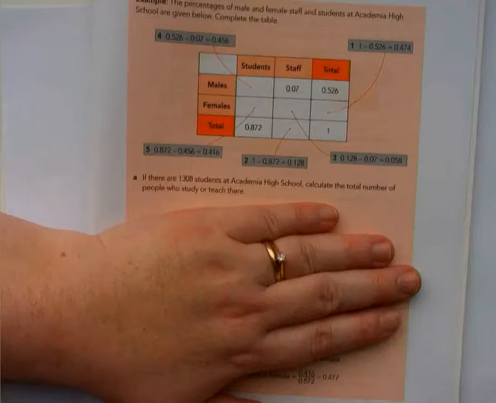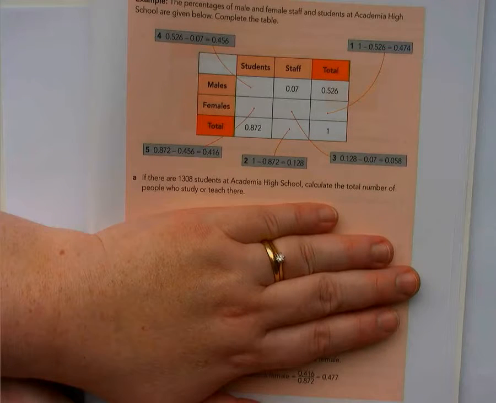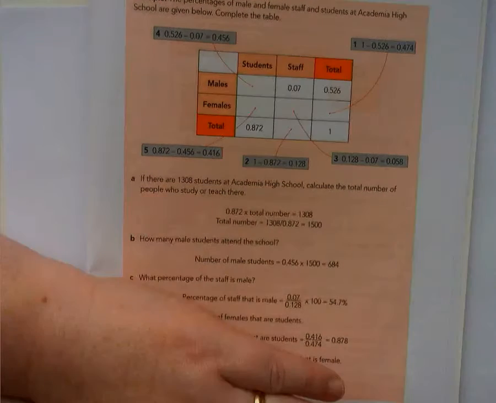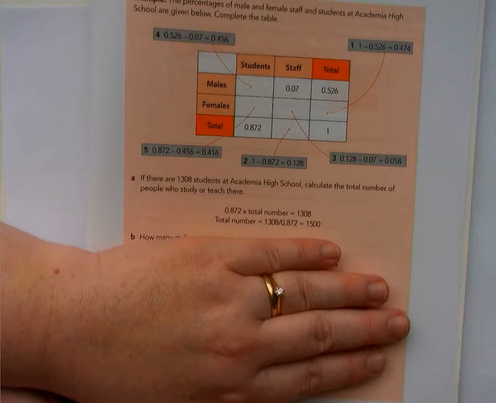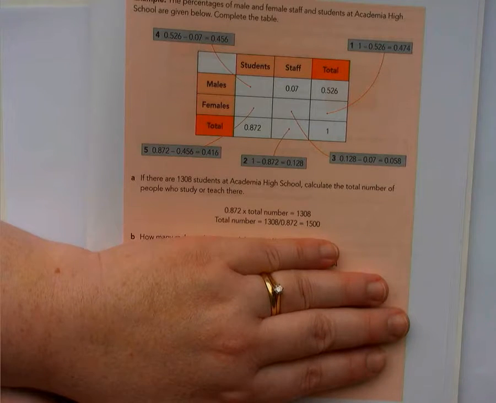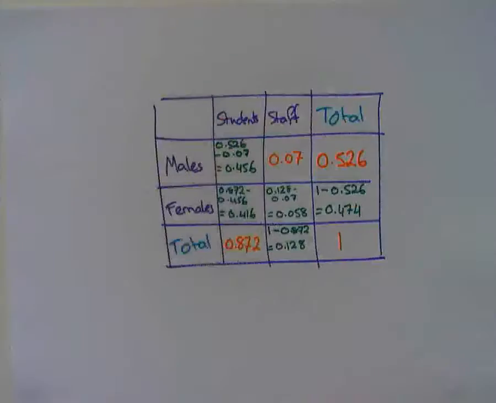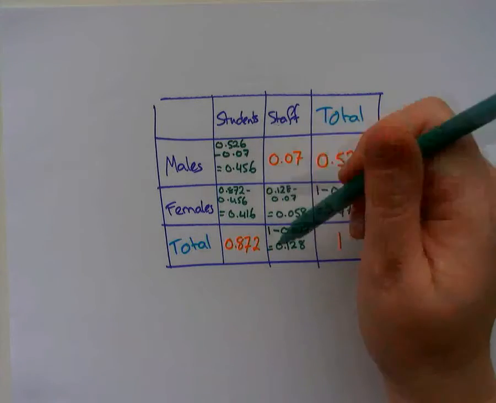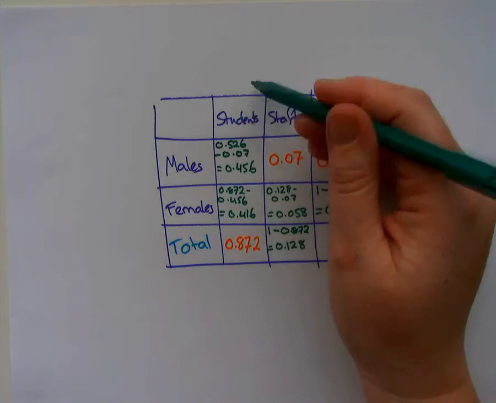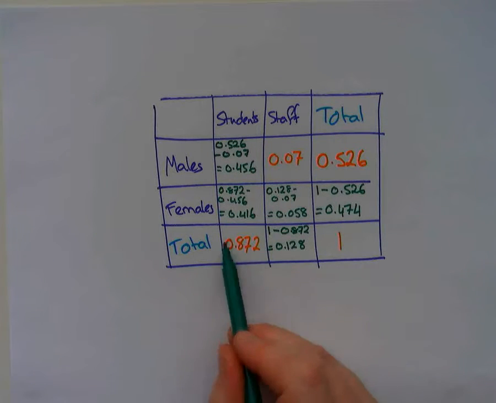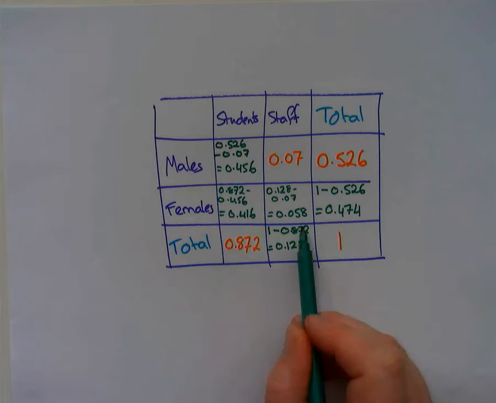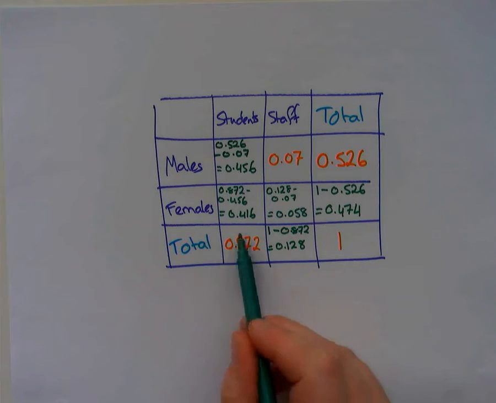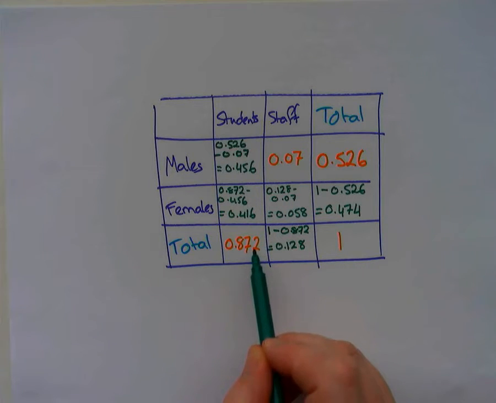It says, if there are 1,308 students at Academia High School, calculate the total number of people who study or teach there. So this is talking about the total number of students at the school. Let's think about what that means. At the school we've got both students and staff, but we know that 87.2% of the people at the school are students, the rest are staff, so we know that 0.872 relates to the 1,308 that they've talked about.